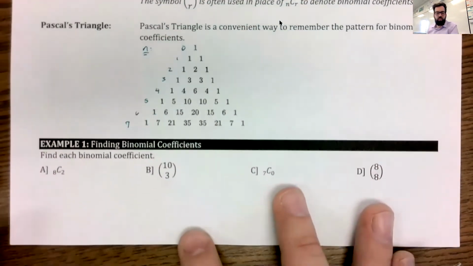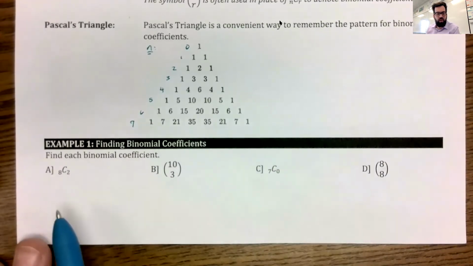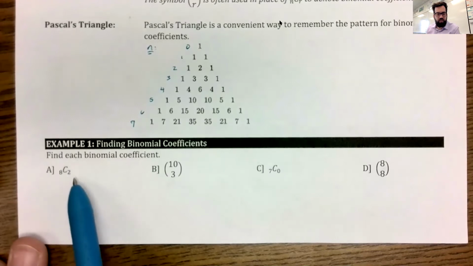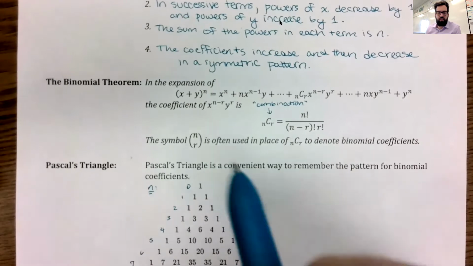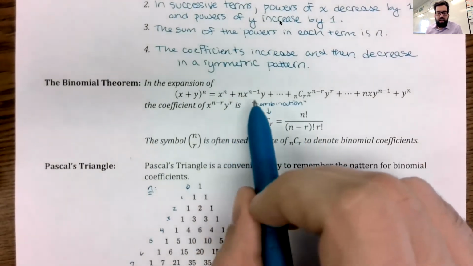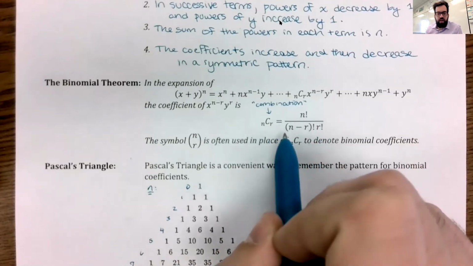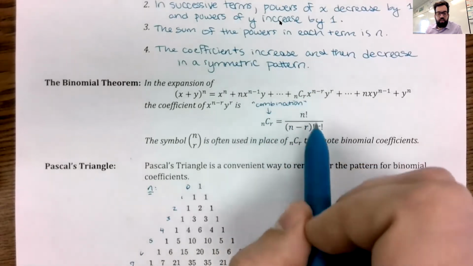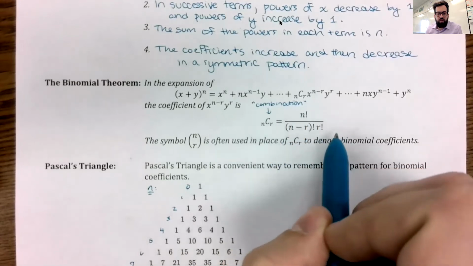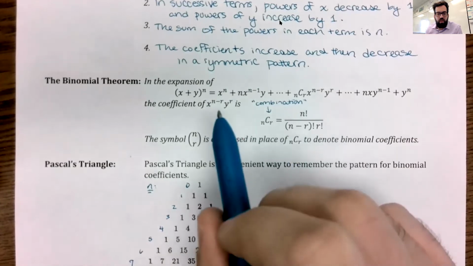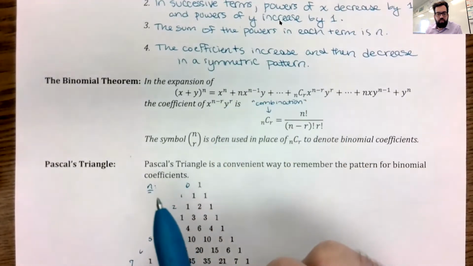If you look down at example 1, you'll see we have like 8C2 or 7C0. We refer to this as like 8 choose 2 or 7 choose 0. We'll talk more about why that is in a future lesson. But in any given term, the combination, so the coefficient, can be found using n factorial over n minus r factorial times r factorial. r is always the value that is the exponent of the y term.